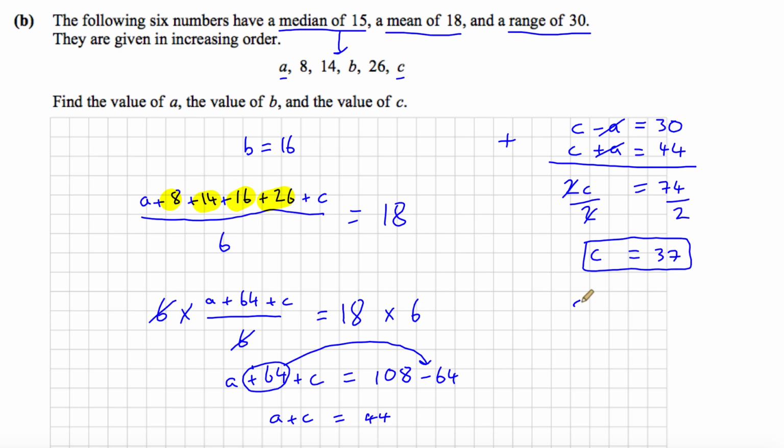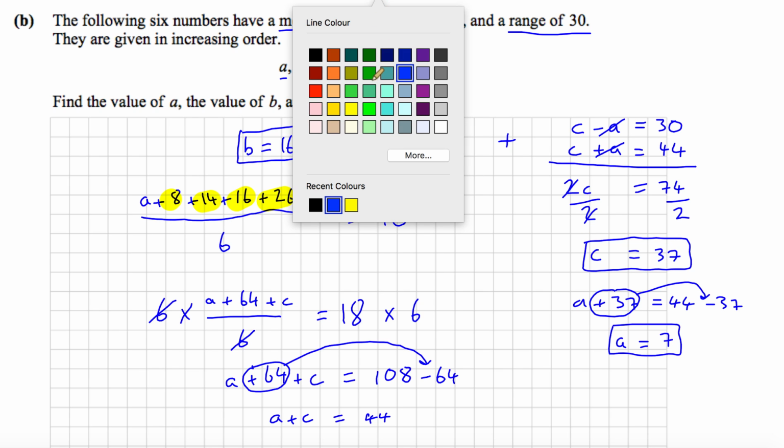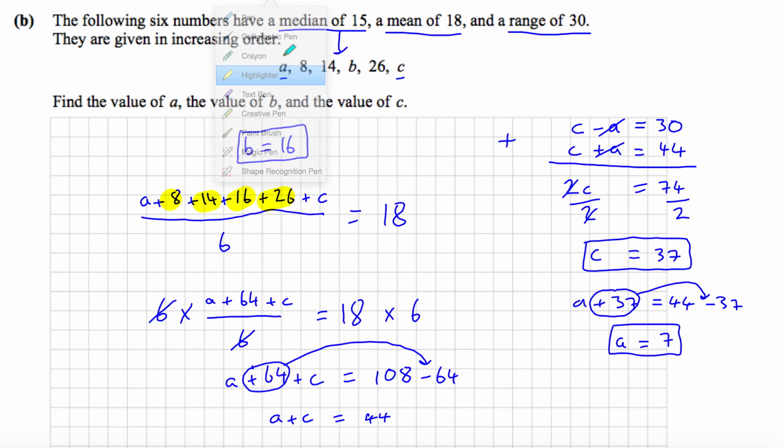A plus 37 is equal to 44. Well, that means if we bring that 37 over, it becomes a negative. And what we have is A is equal to 44 minus 37, which is 7. So there we have A is 7. B, the first value we got there, is 16. And C is 37. So I'm just going to highlight those. My answer is in green. And that's the end of question 1.